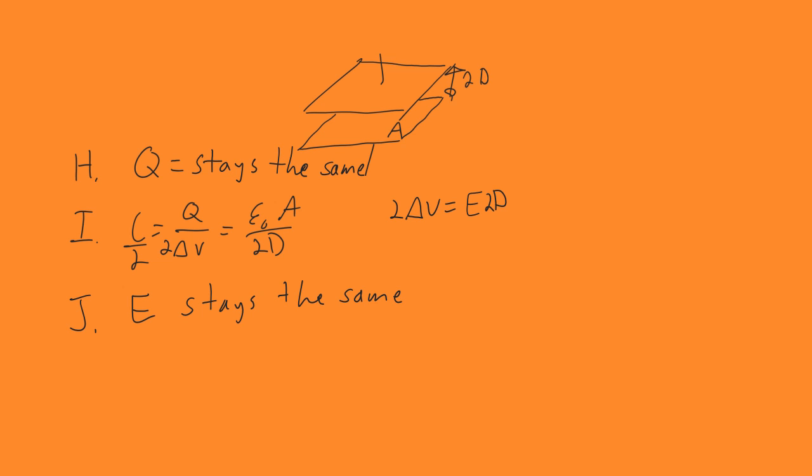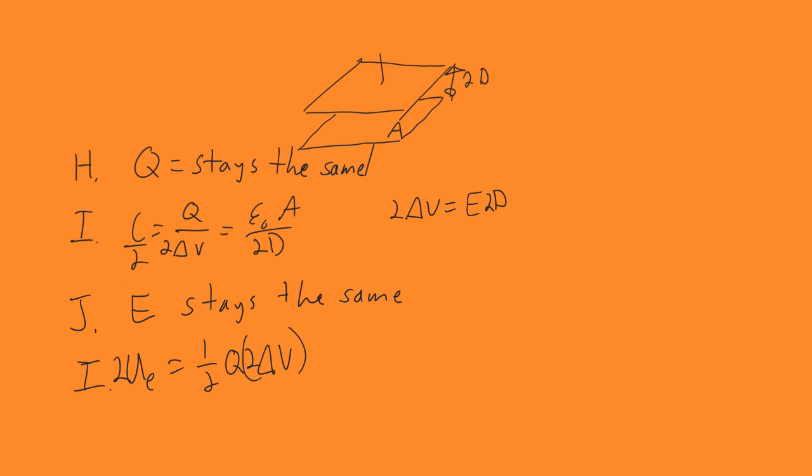Sweet. And then lastly, for I, what has happened to the energy stored in the capacitor? Well, let's go back to that same equation that we were working with before. 1/2 Q delta V. Well, the delta V has gotten twice as large, which means that our energy is also going to be twice as large, which makes sense, right?